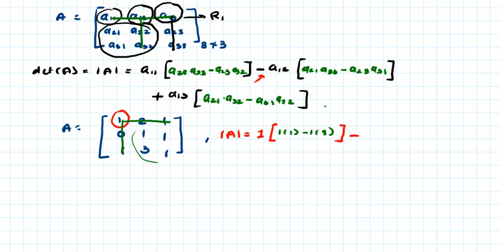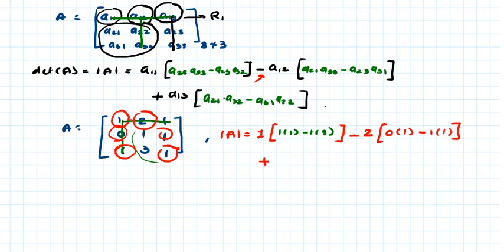minus the second element, what is it? 2. So we will write this 2 here. Then again hide the column and row where that 2 is present. So we'll hide this row and second column. So what remains? 0 1 1 1. Find out its determinant. This will be 0 into 1 minus 1 into 1.